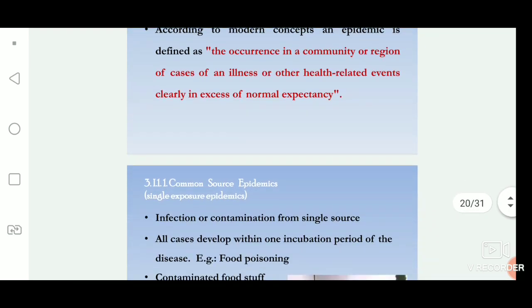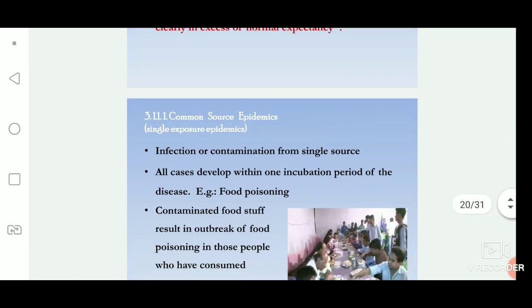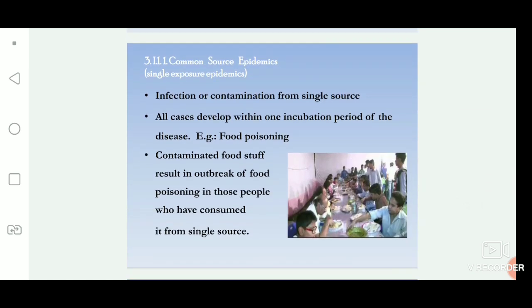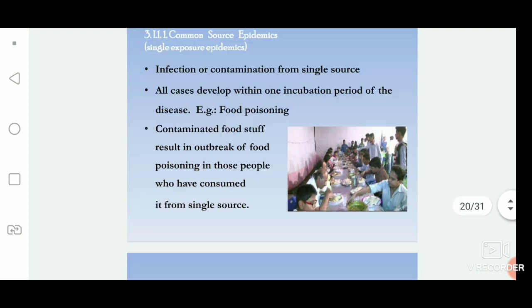Now coming to the first one, common source epidemic. Here if you see common source, that is single exposure epidemic. Here all these problems will happen in one incubation period. So for example, I have given you food poisoning, where contaminated foodstuff results in an outbreak of food poisoning in those people who have consumed it from a single source. So we call it a single source epidemic.